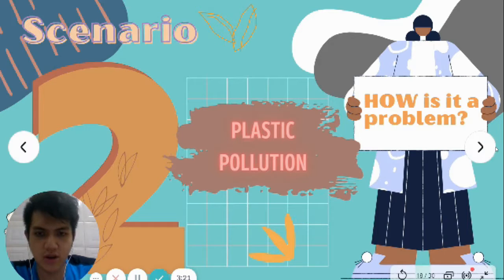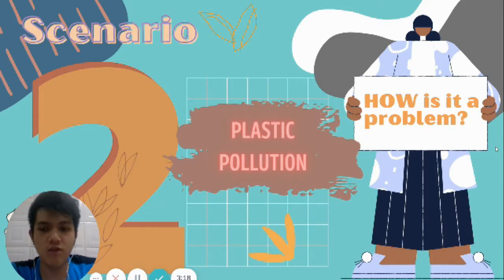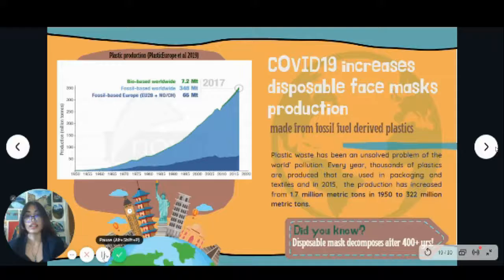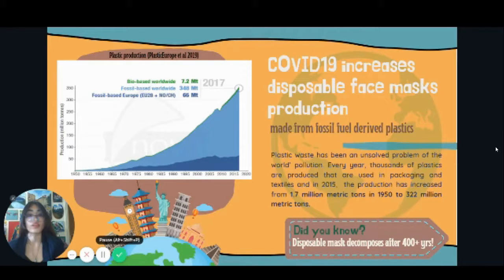Scenario number two, plastic pollution. How is it a problem? Because of COVID-19, disposable masks are heavily being produced, which is why many plastics are seen and cause pollution to our environment at this time. Plastic waste has been an unsolved problem of the world's pollution. Every year, thousands of plastics are produced that are used in packaging and textile. In 2015, production increased from 1.7 million metric tons to 322 million metric tons.